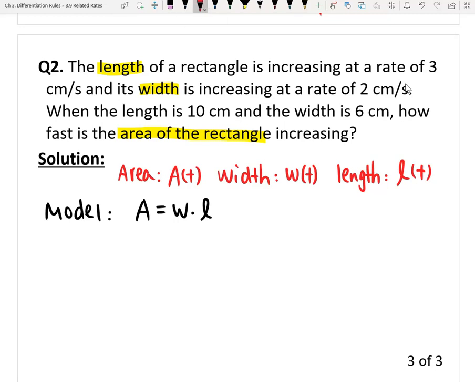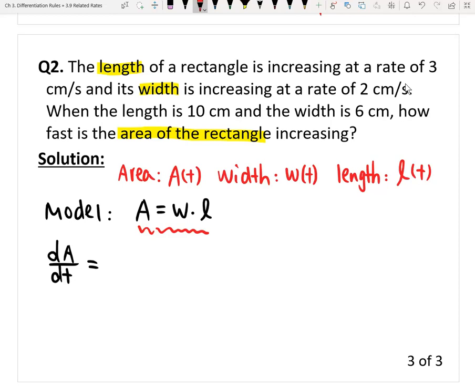Take a derivative of this model or this equation. Of course, take a derivative on the left, which is dA/dt. t is the independent variable, so that's the left. What about the right? Pay attention now. W is a function of t. L is also a function of t.